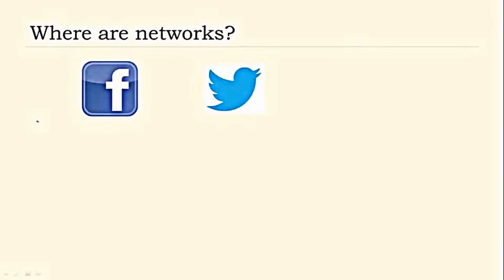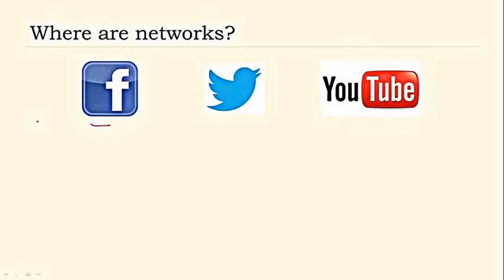Now, where are these networks? Well, simply put, they're everywhere. We have social networks like Facebook, Twitter, or YouTube. And on Facebook, we have networks of friends, friend relationships. On Twitter, we have networks of following relationships, who you're following and who's following you. And on YouTube, we have networks of people who are talking, or we have networks of movies, videos.